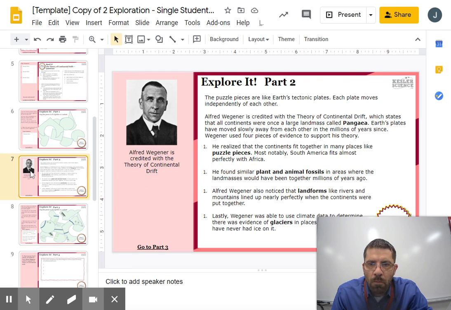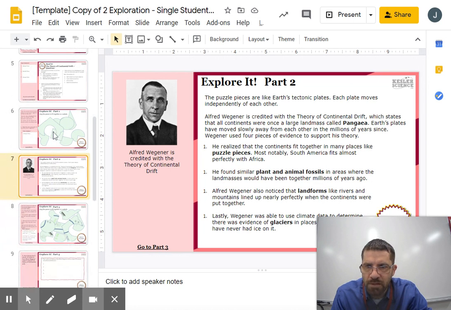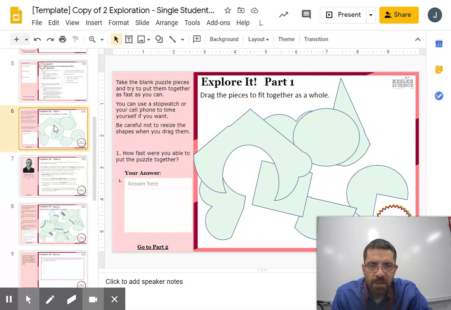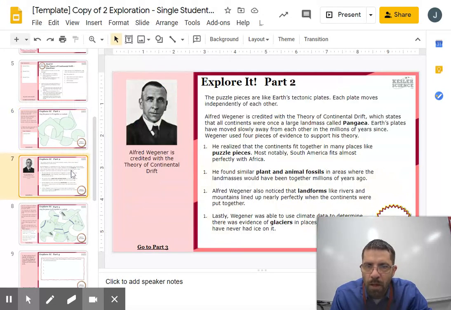Okay, so yesterday you were supposed to complete slides 6 through 9. So again, slide 6 was the puzzle. You had to put that together and you had to insert your time here. Now, the next slide went over the evidence that Alfred Wegener used to support his theory of continental drift.